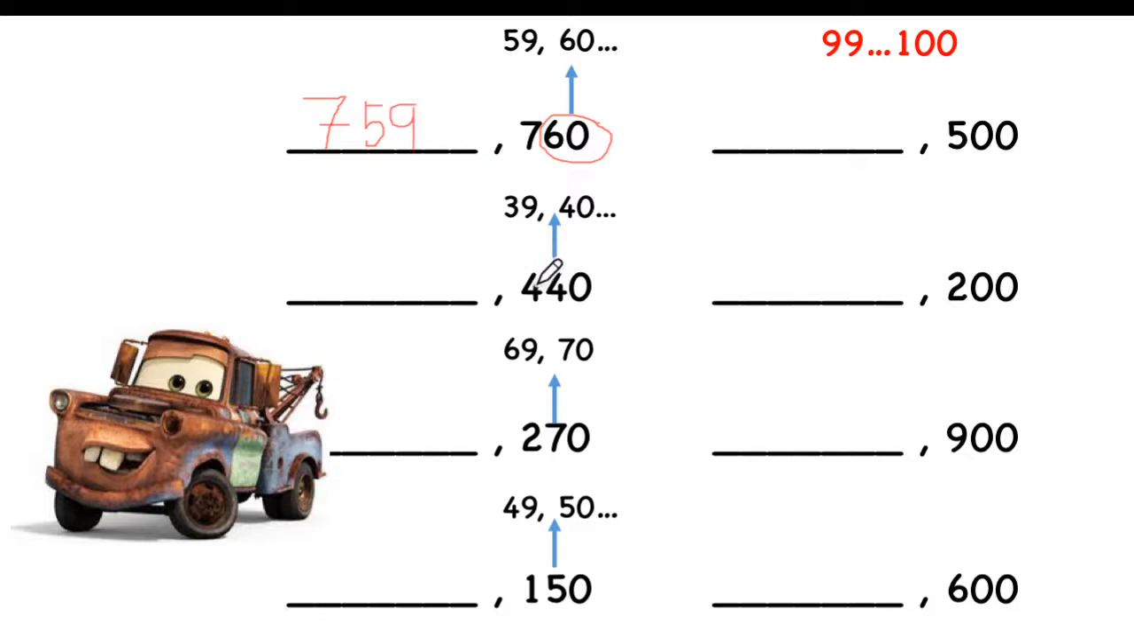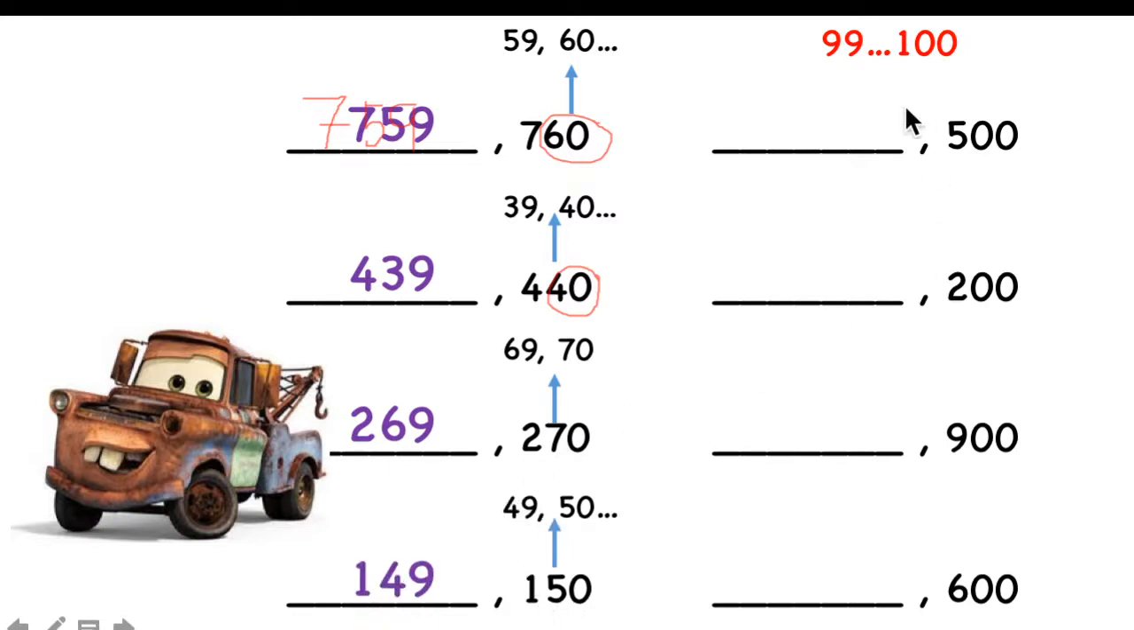Now, what number comes before 440? Again, you will ask yourself, which number comes before 40? 39. So, the number before 440 is 439. What number comes before 270? You have to think of 70. Which number comes before 70? 69. So, the number before 270 is 269. Which number comes before 150? Think of 50. What comes before 50? 49. So the number before 150 is 149.